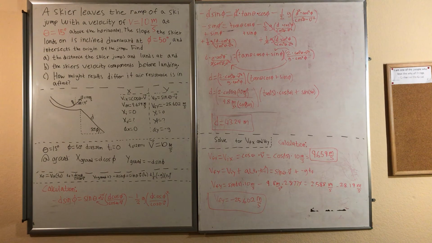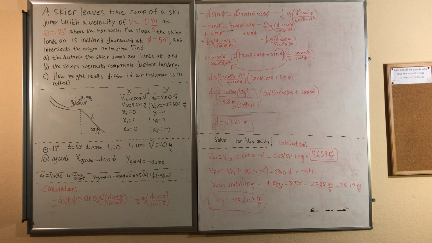C. How might results differ if air resistance is in effect? Thinking about how air affects things like paper and planes, it can apply a pseudo lift force, slowing down the object's fall. If the skier is jumping and creating air resistance, they will fall much slower and thus have more hang time in the air, clearing a longer travel distance. Calculating without air resistance gives a smaller number than what is achievable as a ski jumper.